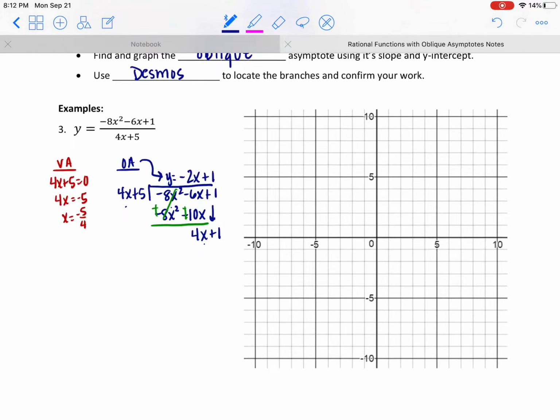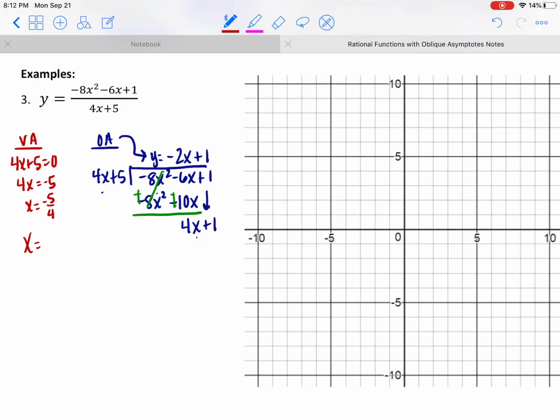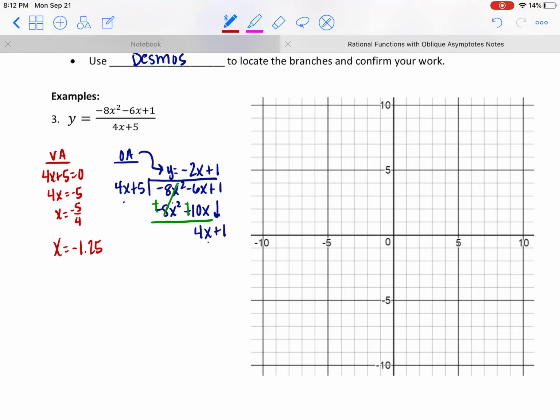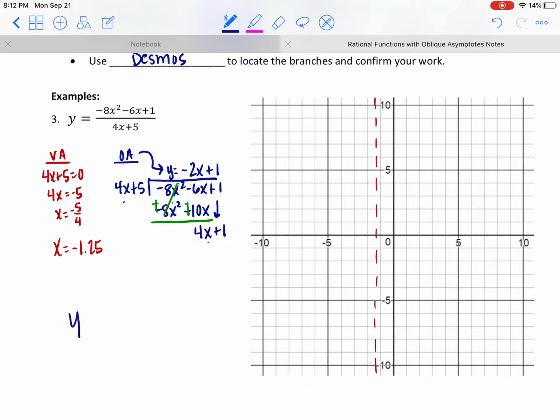Okay? So vertical asymptote at x equals -5/4. If you don't like the fraction there, that's -1 1/4 or -1.25. So -1.25 is going to be like here-ish. There's my vertical. And then the oblique asymptote is going to be at y equals -2x plus 1.